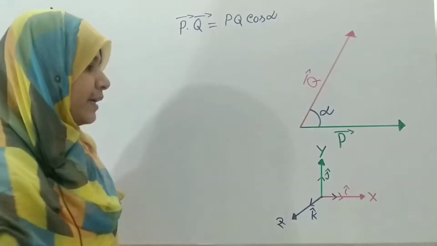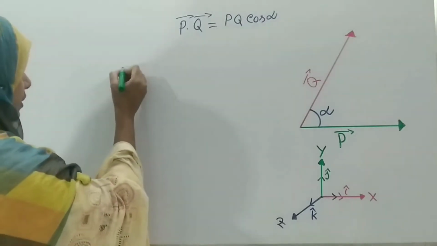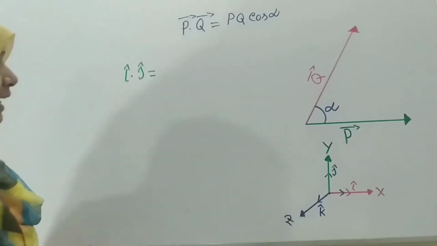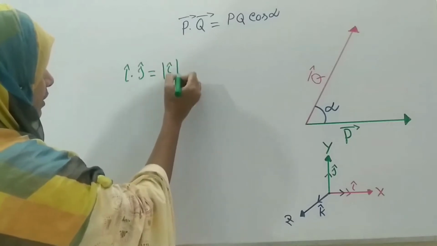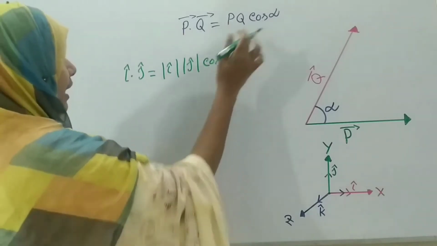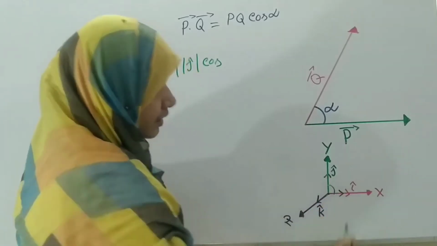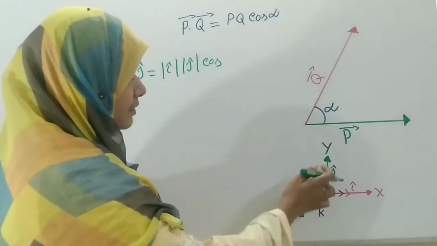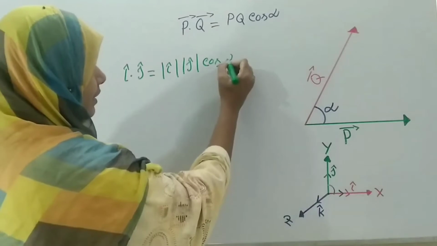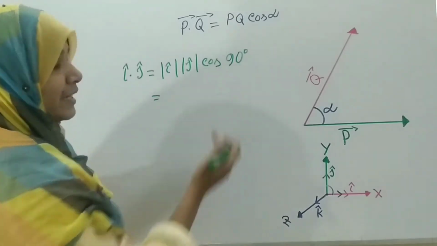If you multiply two different type of unit vector, that means if I write i dot j, so we can write that modulus of i modulus of j into cos alpha. Alpha means here you can see that the angle between i and j is 90 degree. You know that three axes always remain perpendicular to each other. So the angle between i and j is 90 degree. And you know that the value of cos 90 is 0.